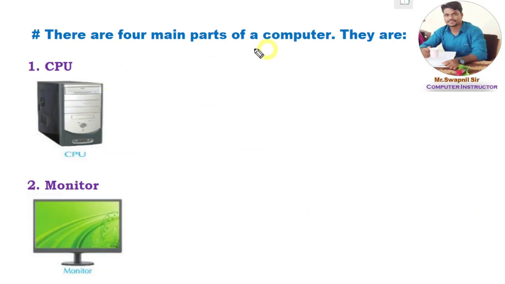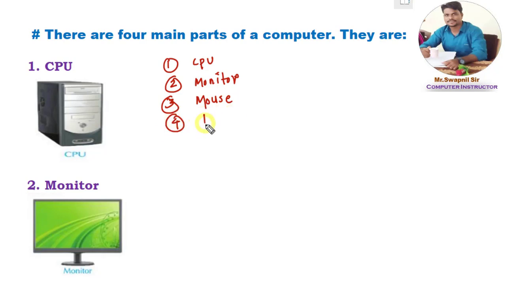Nowadays student, like our body, computer system has many parts. The main parts of computer system are first CPU, then monitor, mouse and keyboard. Now let's see one by one.